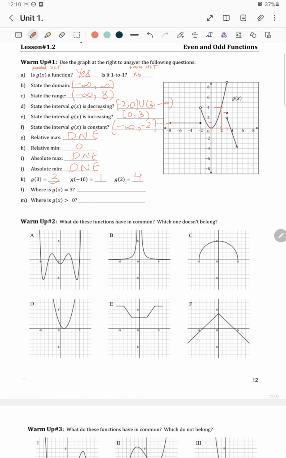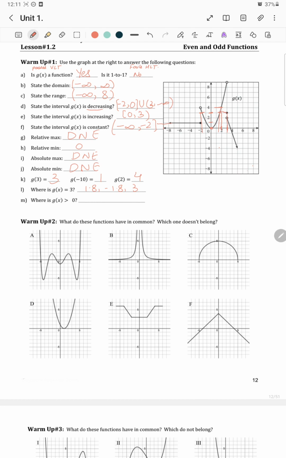Where is g of x equal to 3? G of x is equal to 3 at x equal to 1.8, -1.8, and 3.